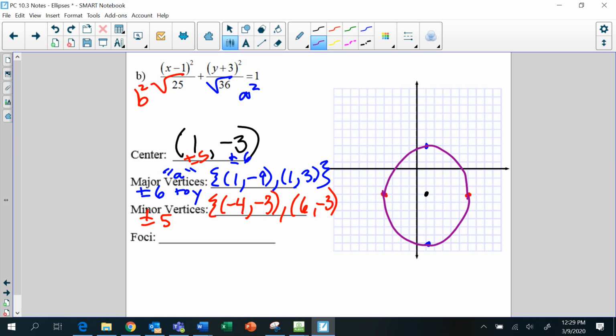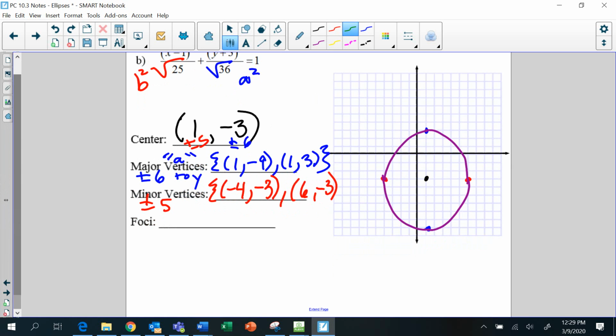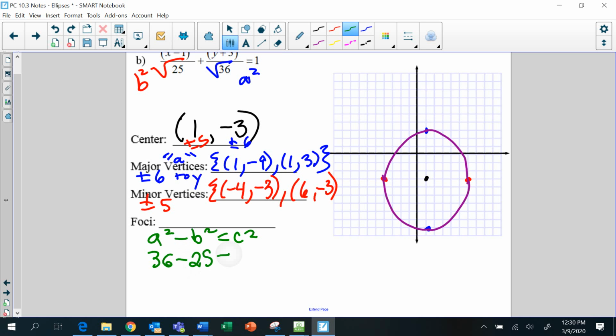All right, so for the foci we use a squared minus b squared equals c squared. So we do the bigger number, 36 minus 25 equals c squared. So that's 11. So my c value is going to be plus minus square root 11.